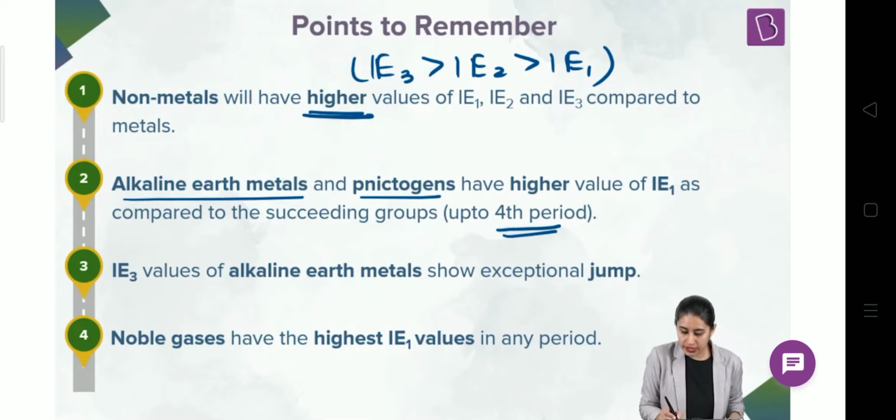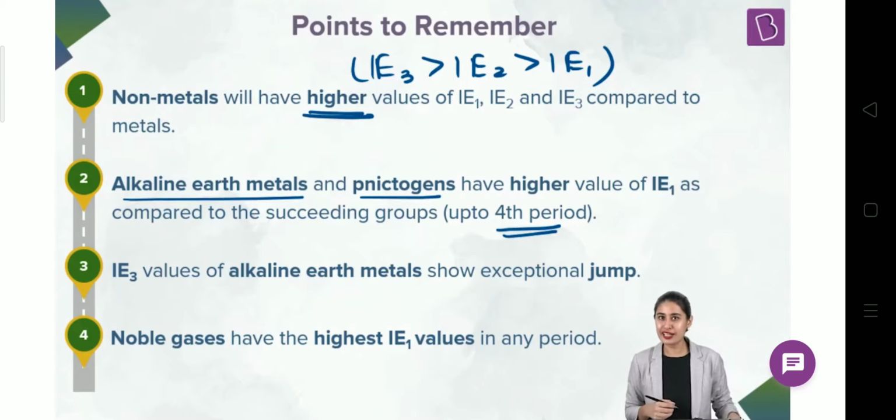Second, alkaline earth metals and pnictogens have higher values of IE1 as compared to the succeeding group, the next group. Up to the 4th period, point to be noted, because after that, you know that more d and f electrons are going to enter. They're certainly going to do some notorious activity for sure. So here we know that we have valence shell electronic configuration as ns2, and here we have np3. So the half filled and fully filled rule is also clear.